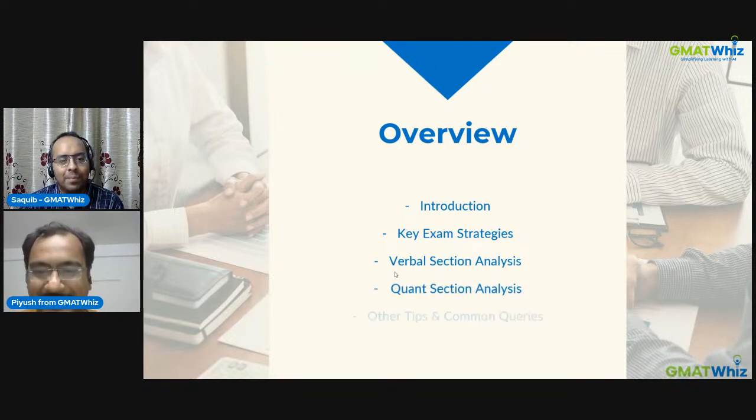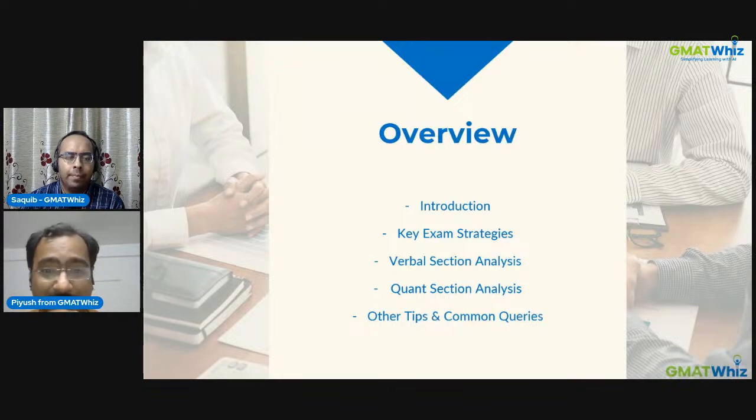Then we'll go to the quant section analysis. Then we'll talk about some other tips and common questions. In fact, this is something which we'll be doing throughout the session as well. When we go to the verbal section and quant section, we'll bust some myths. Some people will say that LSAT passages are supposedly the best way to actually practice for the test. Some people think that quant section questions are getting tougher, and some people sometimes think that if I get an easy question in between, that means I'm doing poorly.